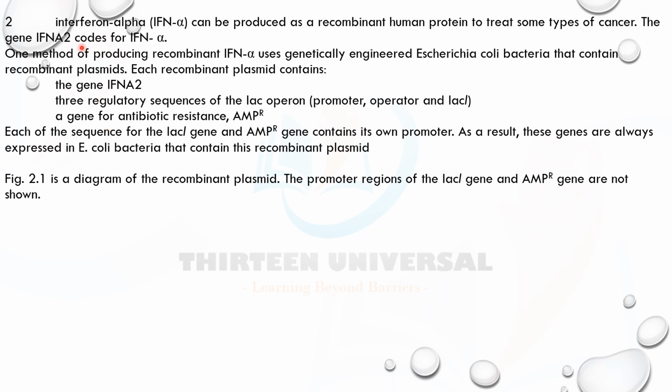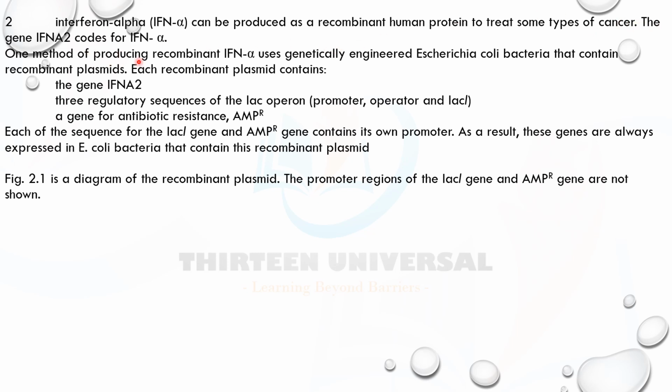I want you to read this question carefully. You know, a lot of background information. You must be able to remember it. So let's go, guys. Interferon alpha (IFN) can be produced as a recombinant human protein to treat some types of cancer. The gene IFNA2, this is the gene, codes for this protein, and this protein is used to treat cancer. Is that okay? So you have to code it.